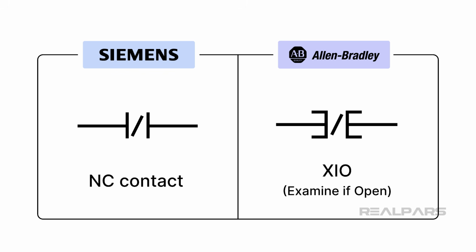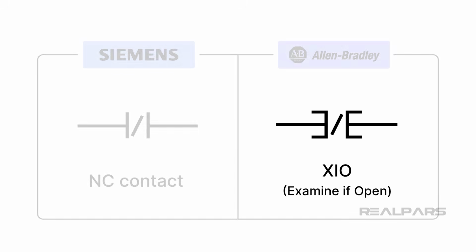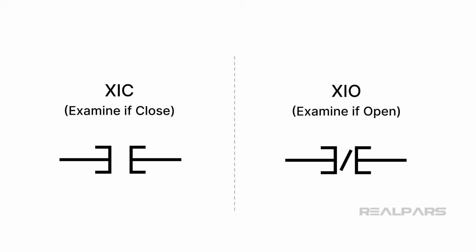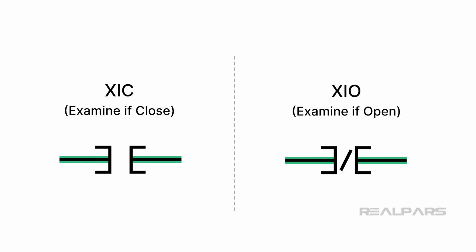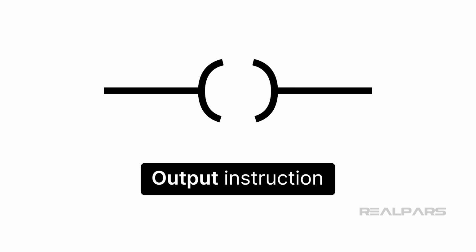Here's a tip for you to remember. They are graphical instructions displayed on a screen, not physical components. They don't click shut or pop open like real contacts. For both of these instructions, closed is true and open is false. For Allen Bradley, a small green bar indicates true. The output instruction resembles a coil.